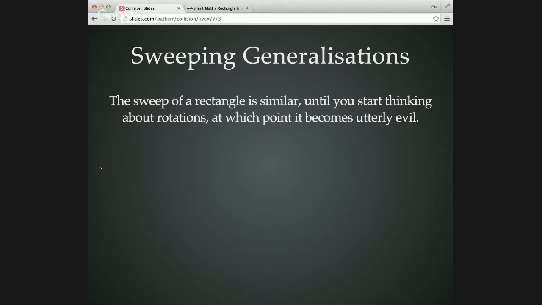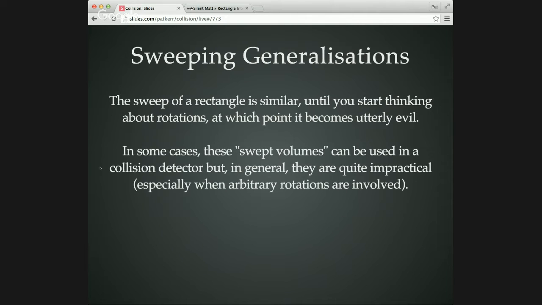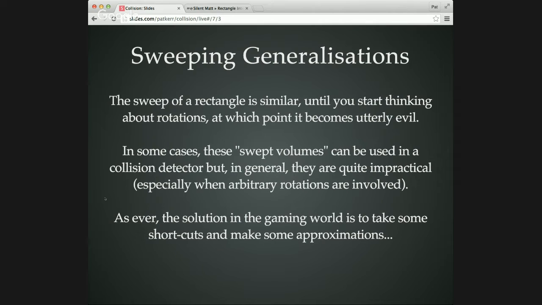Then you have this horrible thing where you've got a rectangle translating and rotating through space, and it produces a big swirly mess. And a big swirly mess is not a well-known geometric primitive for which there are easy equations to solve. If you really had to, sometimes you can collision detect against these sorts of shapes, but often you can't. Often it's really hard or impractical or slow. So again, we take shortcuts, we cheat, we approximate.